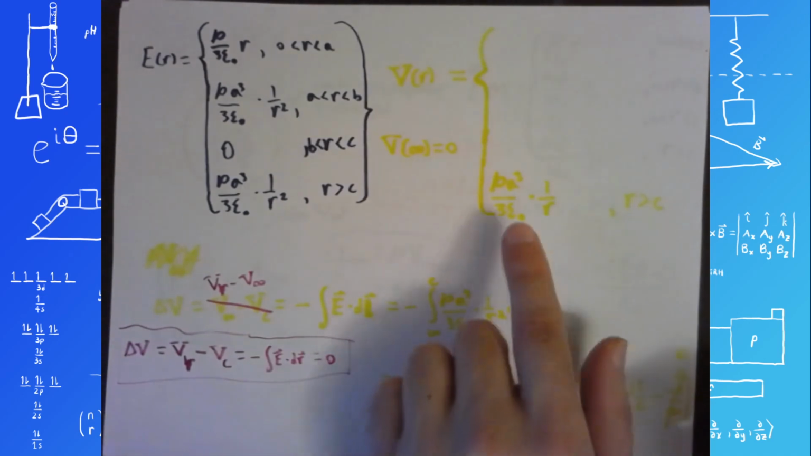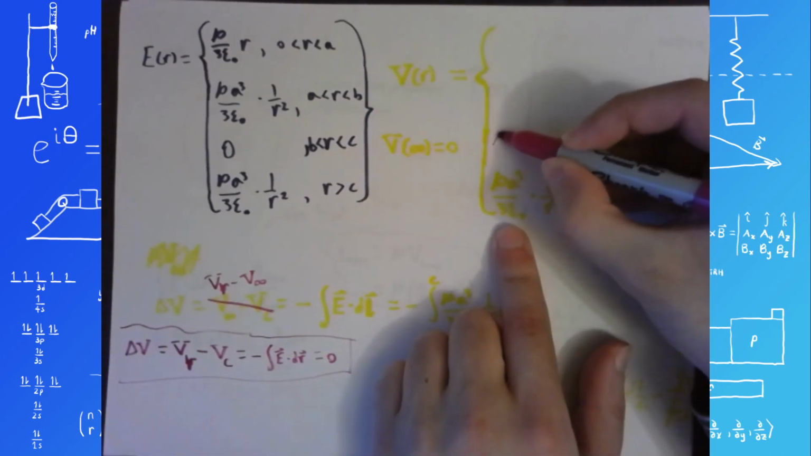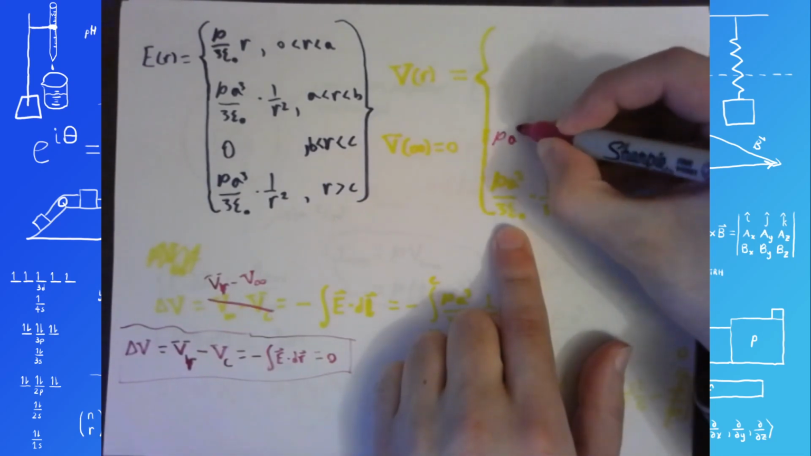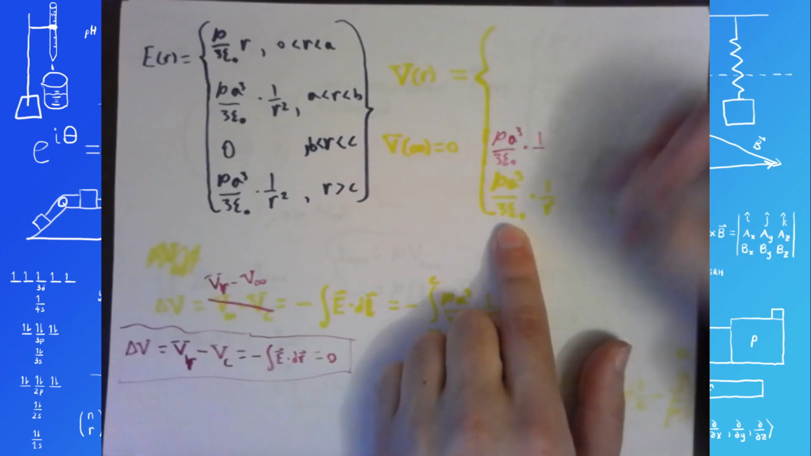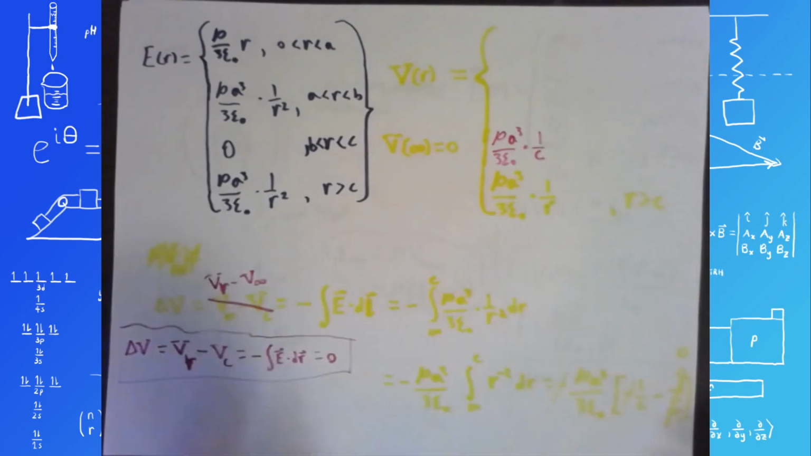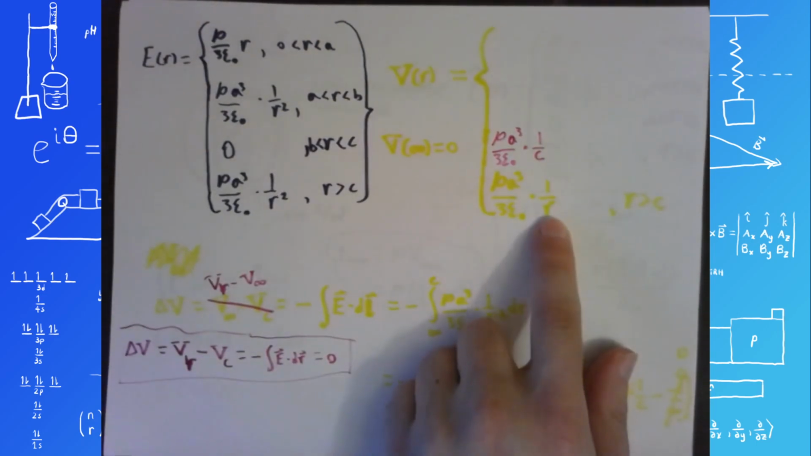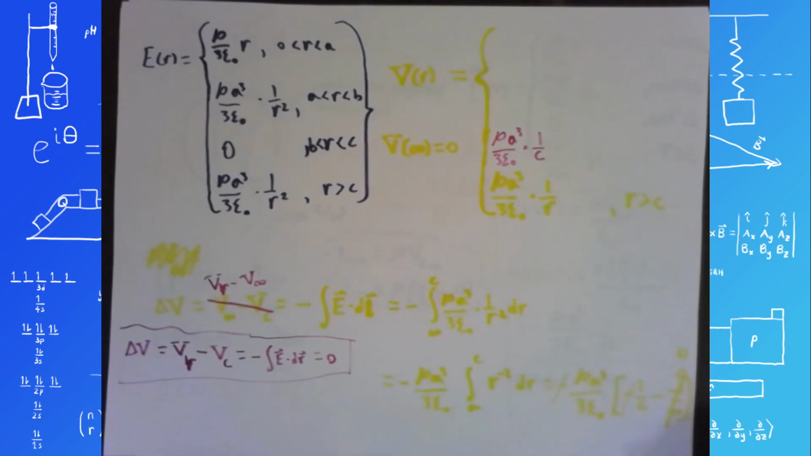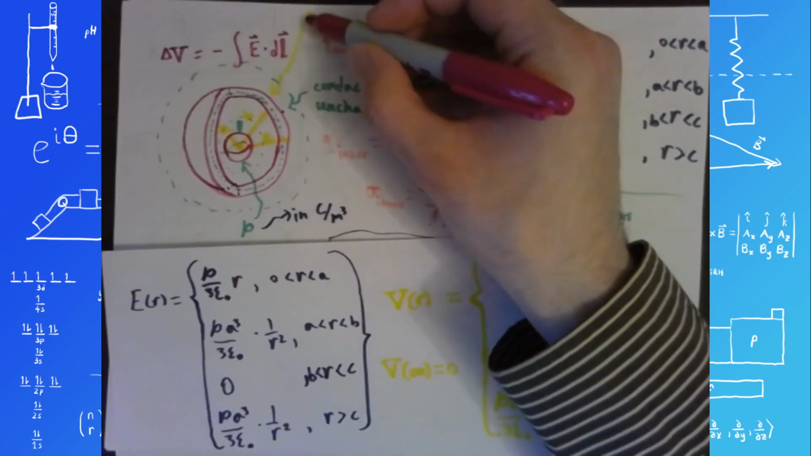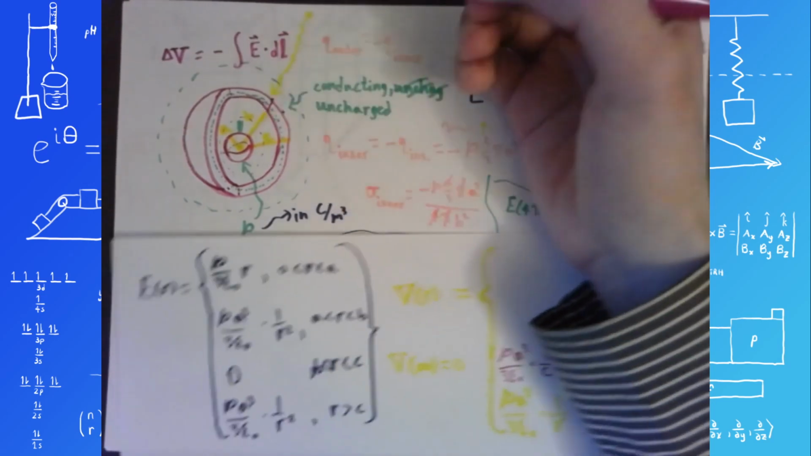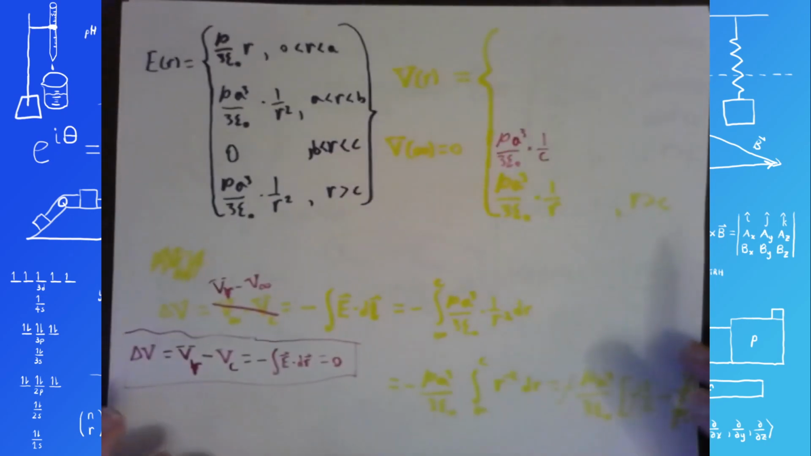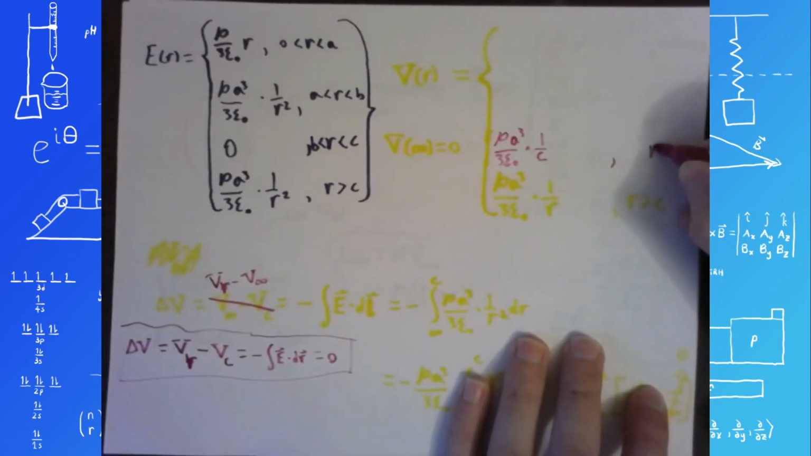And what is VC? VC is just rho A cubed over 3 epsilon naught times 1 over, not R anymore, but C. Just following this formula and plugging in the value of C for R gives you the voltage once you come from infinity and hit the surface of this outer sphere, and then from there the voltage remains constant until you hit the inner surface of that same sphere. Okay, so that's for R between B and C.